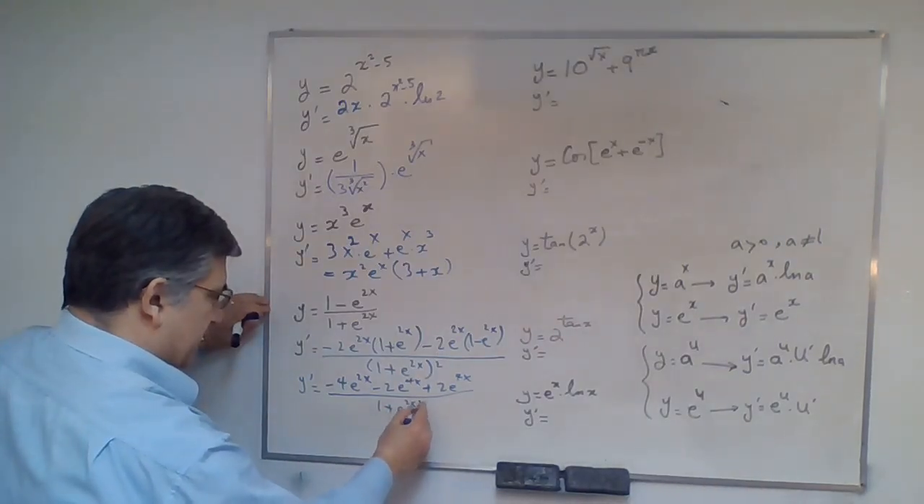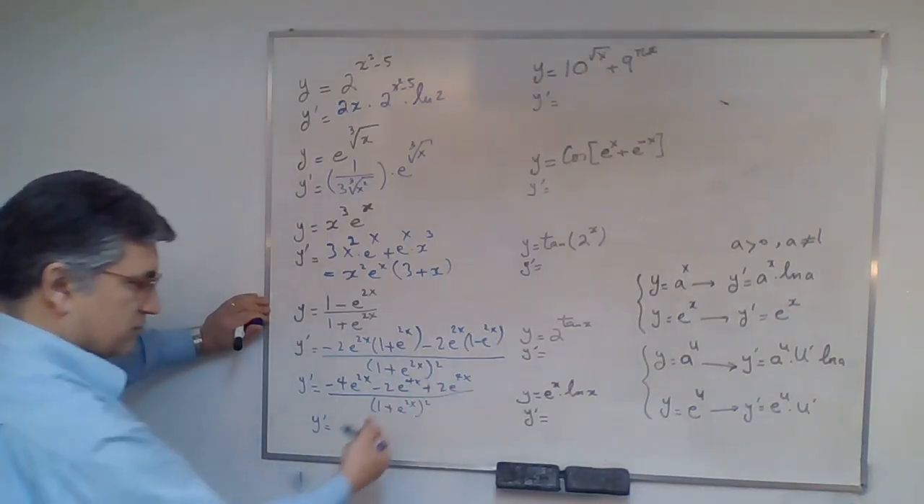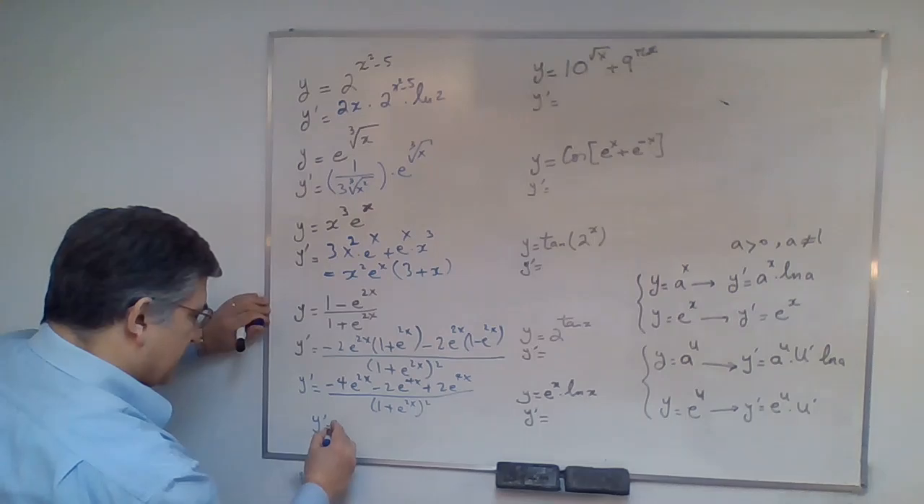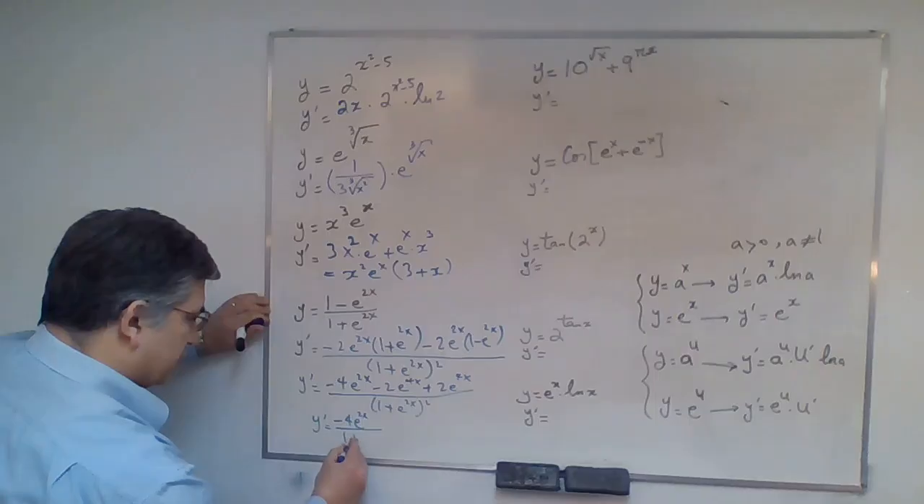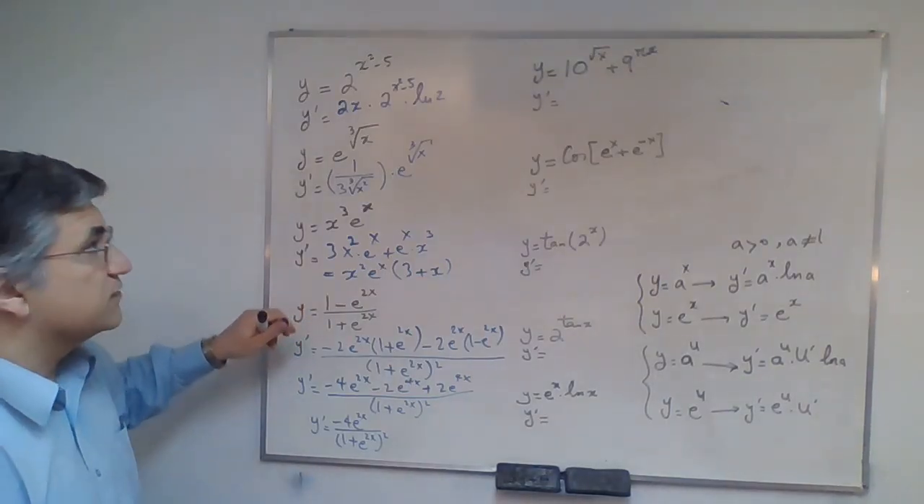The denominator remains unchanged. So the final answer, after I cancel out those two terms in the numerator, is going to be negative 4 e to the power of 2x divided by (1 plus e to the power of 2x) all squared. So that's the final answer for this derivative.